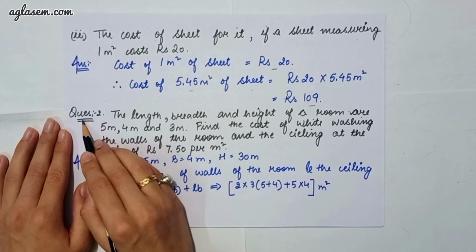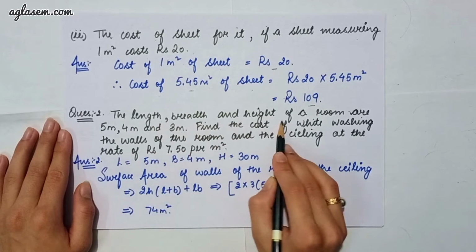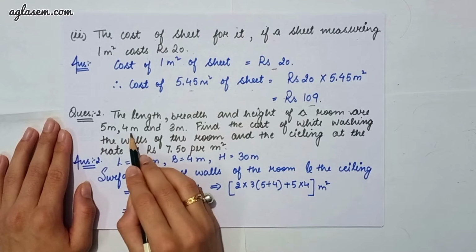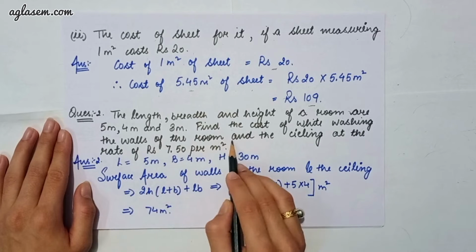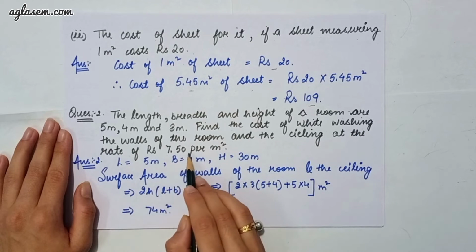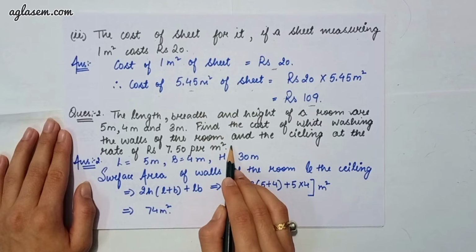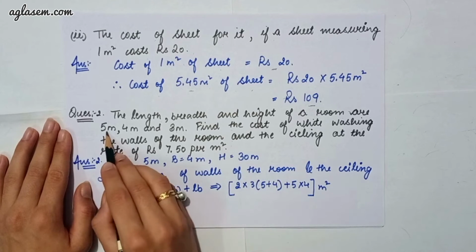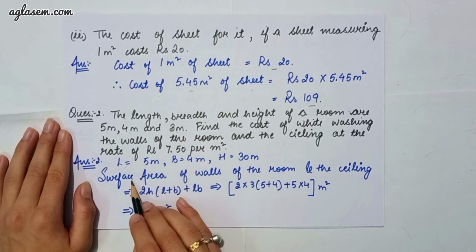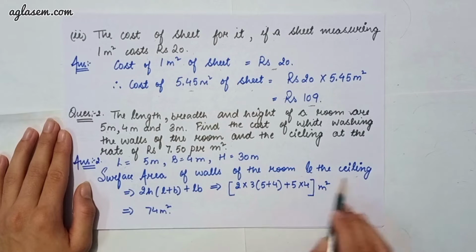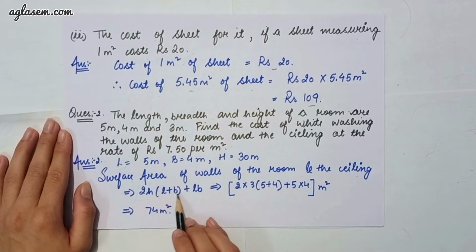Moving to our second question, which says the length, breadth and the height of a room are 5 meter, 4 meter and 3 meter. We have to find the cost of whitewashing the walls of the room and the ceiling at the rate of rupees 7.50 per meter square. So the answer is length, which is given to us, that is 5 meter, breadth 4 meter and height 3 meter. So the surface area of the walls of the room and the ceiling will be 2h(L plus B) plus LB. By applying the values, we will get surface area, that is 74 meters square.